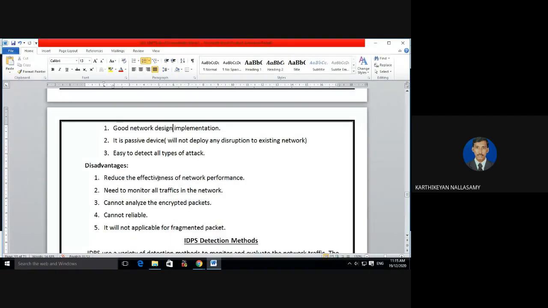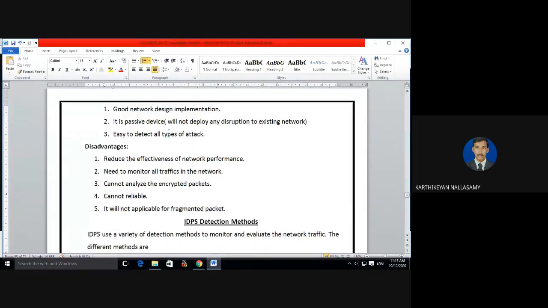Now the disadvantages. If you are implementing IDPS technologies and methods in a network for monitoring the packets, it takes some extra time for processing a packet, so that it increases the delay, and automatically the performance of your network will be reduced. Also, we need to look at all types of attacks, so we need to concentrate on monitoring all of them. And if the packets are encrypted, it is very difficult to detect.